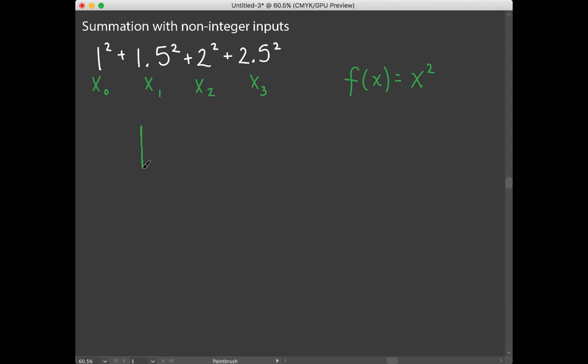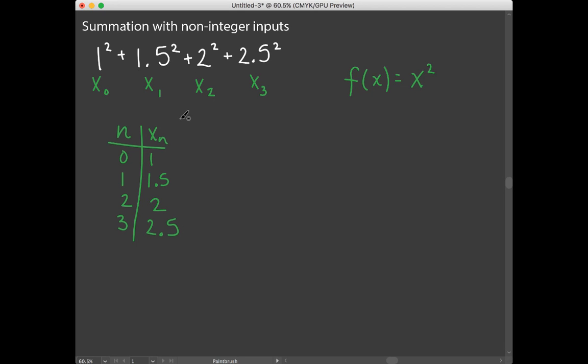And then I'm going to make a table to see if I can find a rule for what is happening with my inputs here, my 1, my 1.5, etc. So I'm going to start with n and x sub n. When I have x sub 0, my input was 1. When I'm at x sub 1, my input is 1.5. When I'm at x sub 2, my input is 2. And when I'm at x sub 3, my input is 2.5.